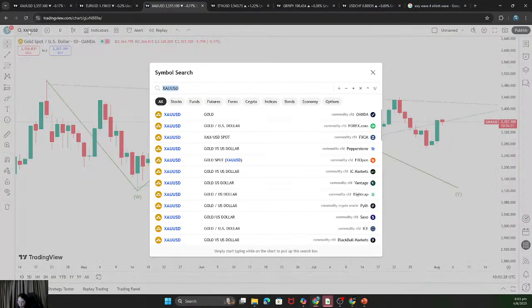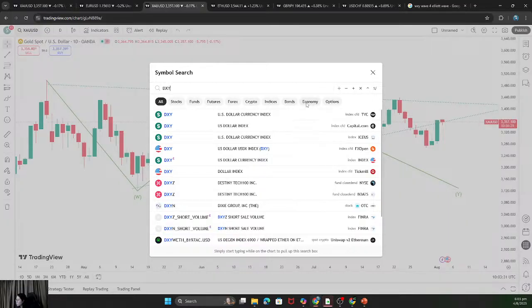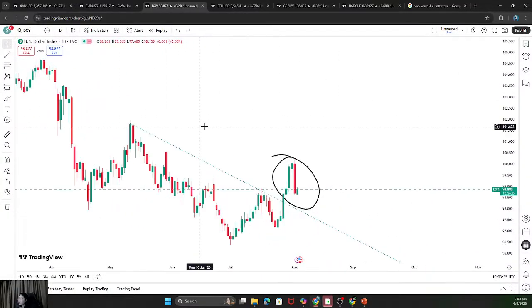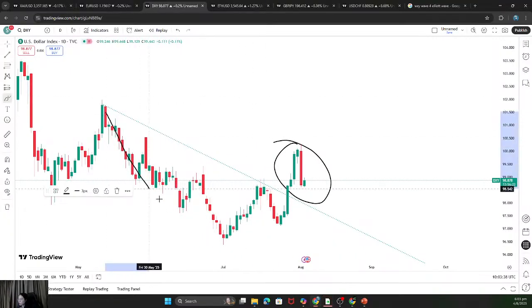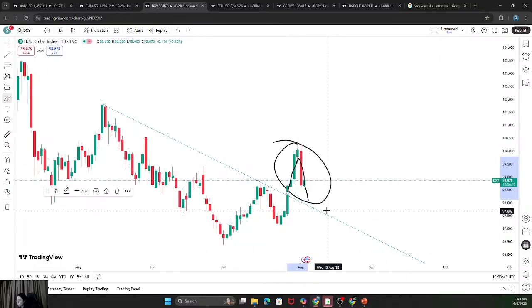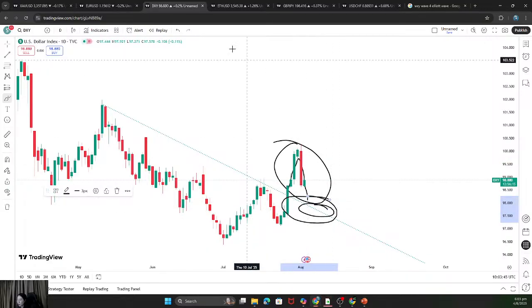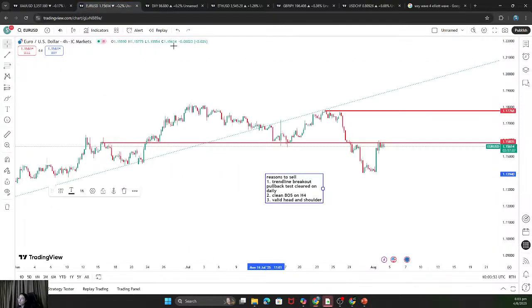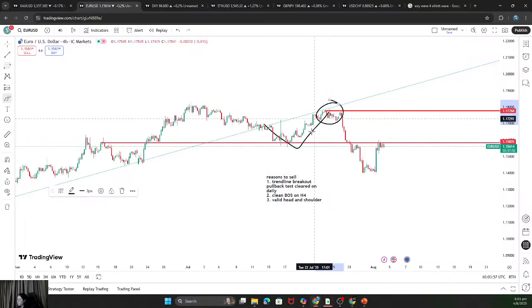Another reason was because DXY is also showing trend reversal. So this is the correlation. DXY is also showing a trend line breakout. It's probably doing a pullback to retest this area. If it doesn't reach there, well, for EURUSD the retest has already been done, and then the continuation of trend.